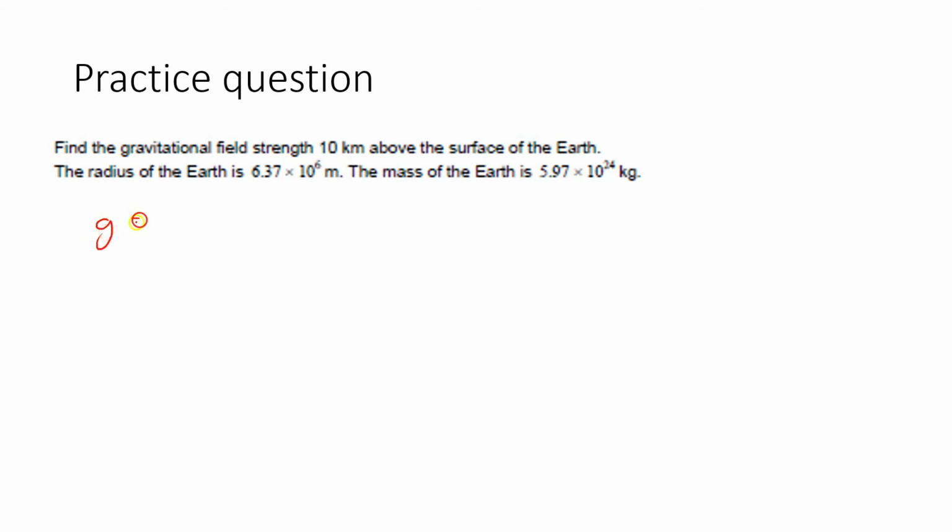One thing we must recall is that the gravitational field strength is given by G times M divided by R squared. Okay? Now, capital G is a constant, and that value is 6.67 times 10 to the minus 11. All right, so let's just remember that.